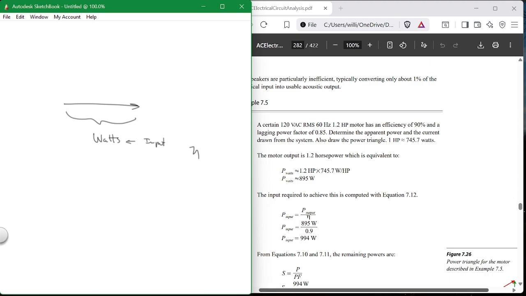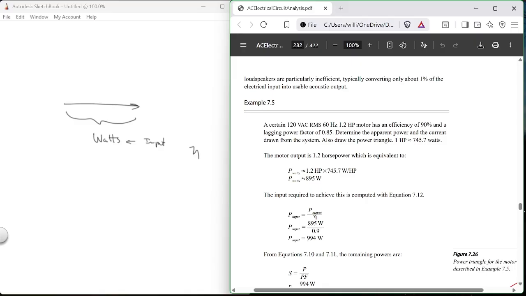So here is a thing with that. The output is 1.2 horsepower, which is equivalent to 895 watts, and then I have an efficiency of something. So I have to put in so much to get that. Now he goes the other way. He goes, my input is this. So you divide by nu.